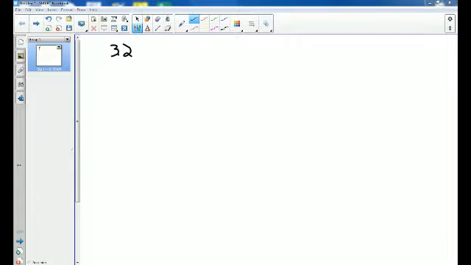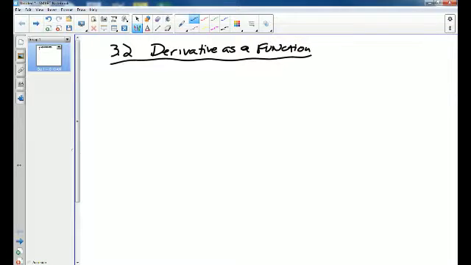Derivative as a function. You don't need to worry about y, but all you need to worry about is that it is a function. We have something called the power rule. So if I give you something like this, look familiar? The power rule.